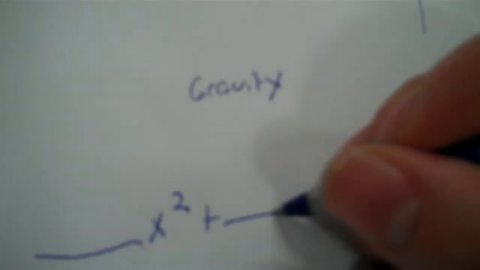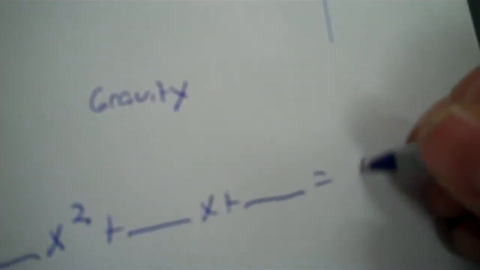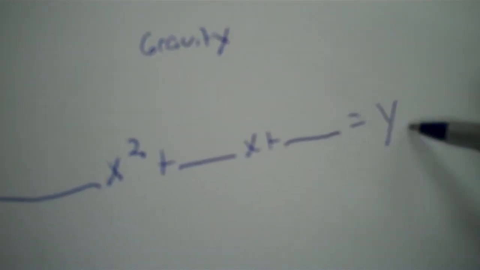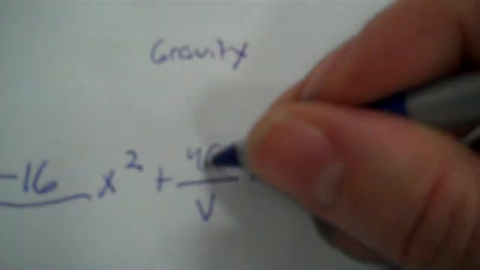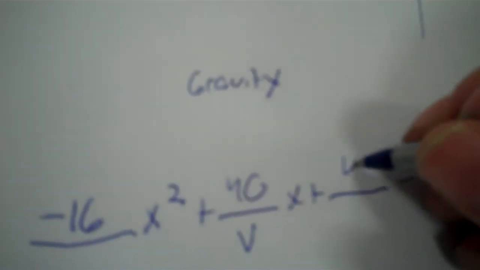Now this is gravity. That's the force pulling it down. So blank x squared plus blank x plus blank. You don't need parentheses to write gravity. Put equals y though. Gravity itself is represented with the negative 16. Now, this is my velocity, 40 feet. This is my starting height, that's 4, okay?